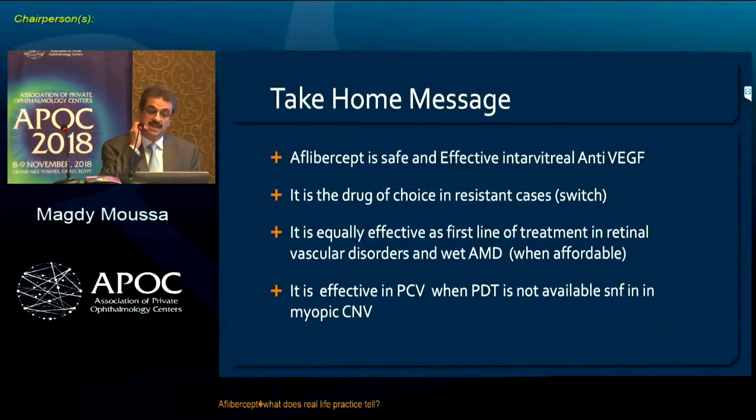So my take-home message is aflibercept is a safe and effective intravitreal anti-VEGF. It is a drug of choice in resistant cases in my clinical practice. I switched directly to Eylea. It's equally effective as a first line of treatment when it's affordable. We all know that sometimes the patient cannot afford it, but when it's affordable, I use it as a first line of treatment, and it's effective in PCV when PDT is not available, and also in myopic CNV.